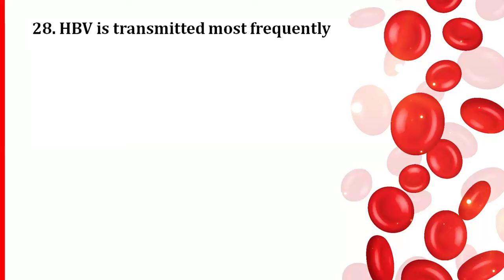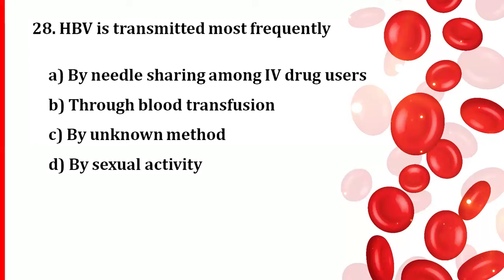Next question. HBV is transmitted most frequently. What is HBV? Hepatitis B virus. It is transmitted most frequently. Option A, by needle sharing among intravenous drug abusers. Option B, through blood transfusion. Option C, by unknown method. Option D, by sexual activity. Here, the right answer is by sexual activity. It is also transmitted by needle sharing as well as blood transfusion, but it is mostly transmitted by sexual activity.